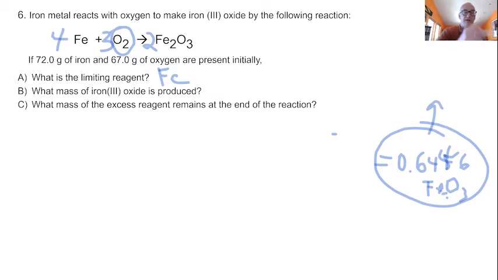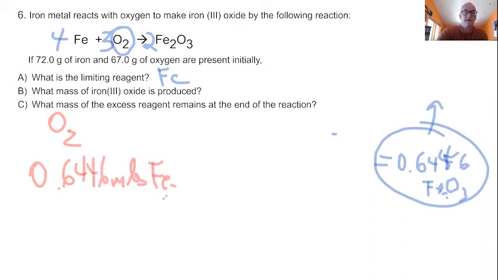So I know that oxygen is the excess, right? By definition, if iron is limiting, oxygen has to be in excess. So the information I have is 0.6446 moles of Fe2O3 were made, right? Because all the iron's gone. When all the iron was used up, that's how much product was made. So this information tells me how much iron was consumed. It tells me how much oxygen was consumed.